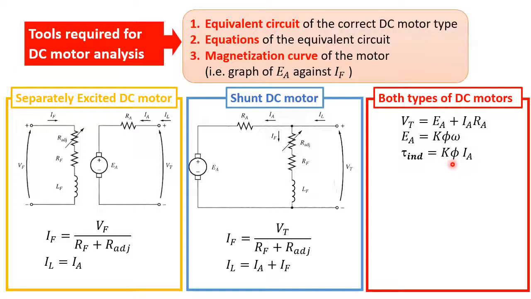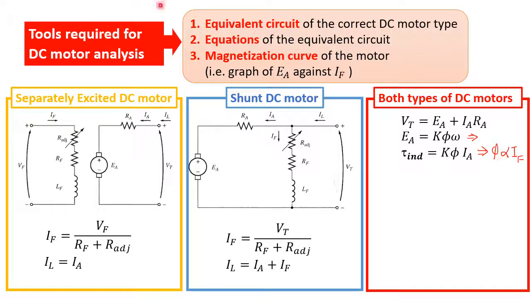Now the flux is controlled by the field current. As you can see here, the flux is proportional to the field current, and from the EA equation, when omega is fixed, there's a relationship between EA and flux, and then there's a relationship between flux and IF.